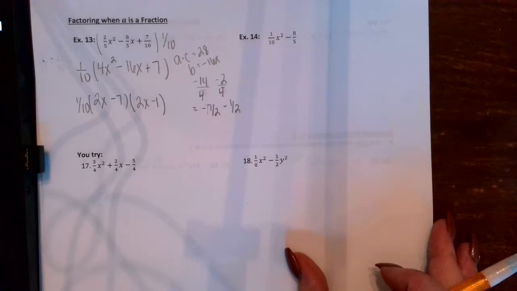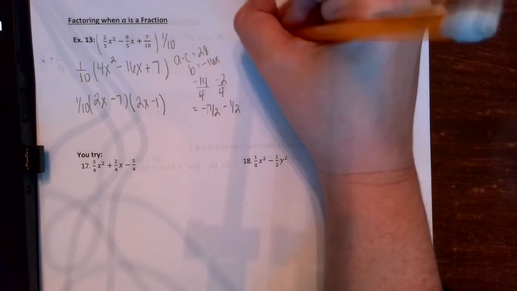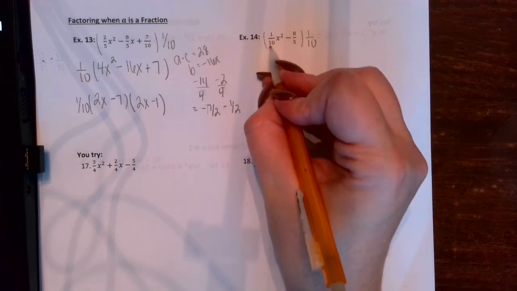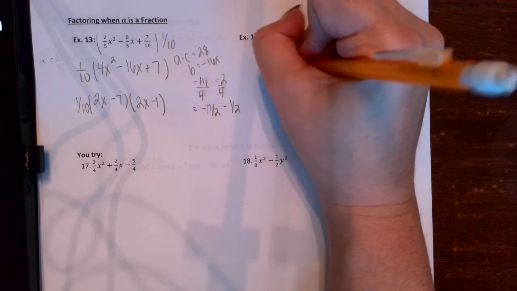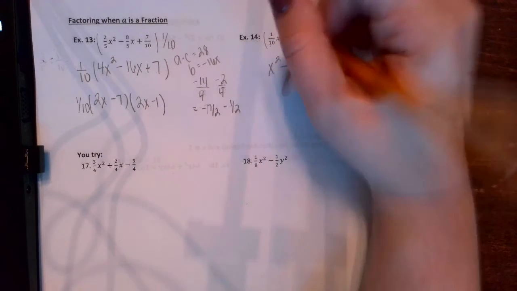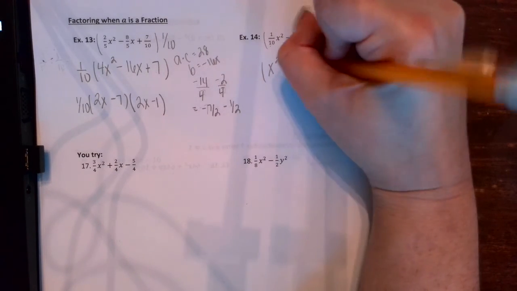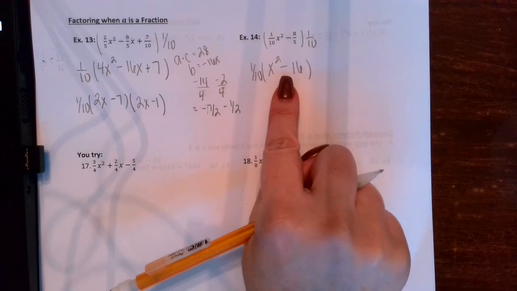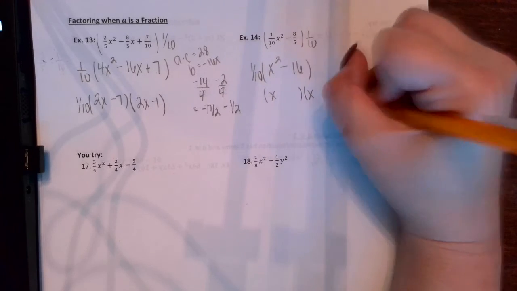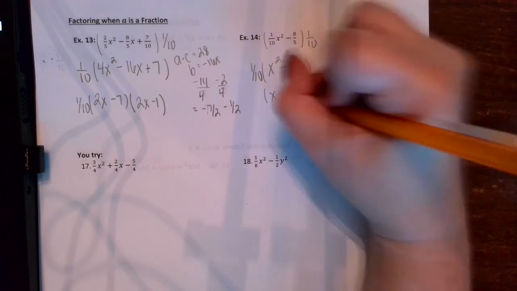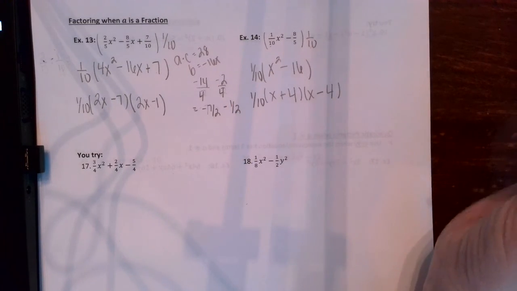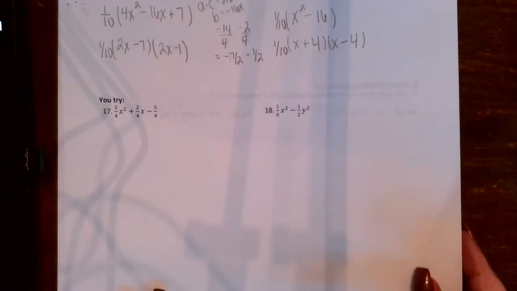So then for 14, same idea. We're going to take all of this by 1/10. Notice this first term, I don't need to change anything because it already has a 10, so I'm just going to bring that x squared down. From 5 to 10, I need a 2, so I'm going to multiply the top by 2. That would get me negative 16. And then here, this would be a difference of 2 squares. So square root of x squared, and then square root of 16, and then one sign positive, one negative, and then I'm going to bring that 1/10 out front. Okay, I want you guys to try 17, 18.